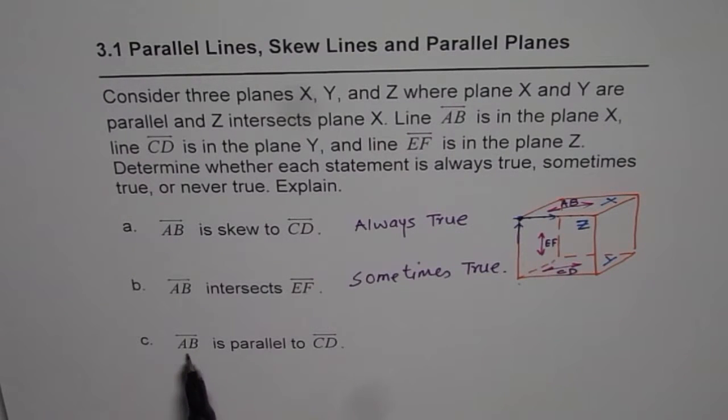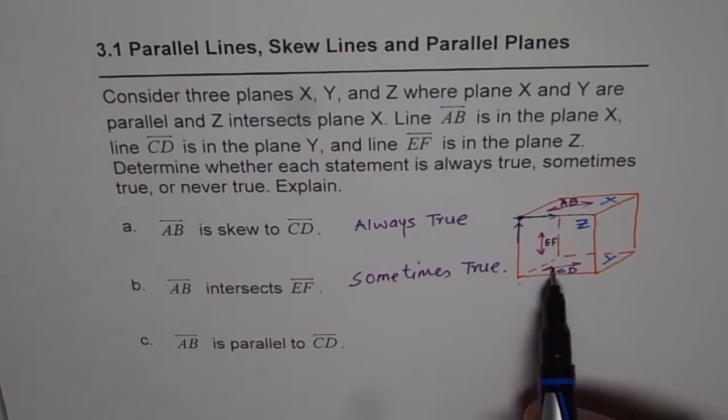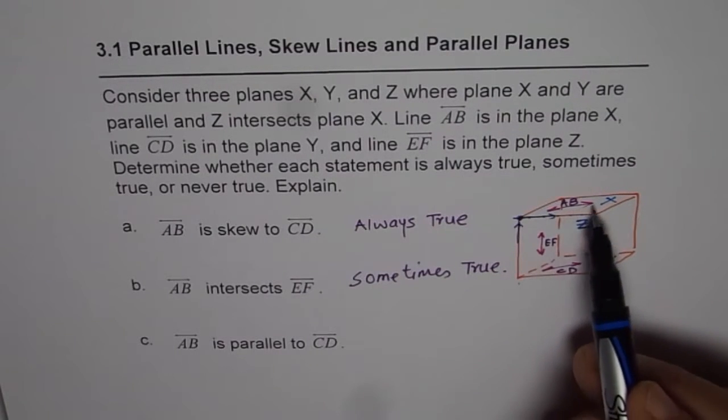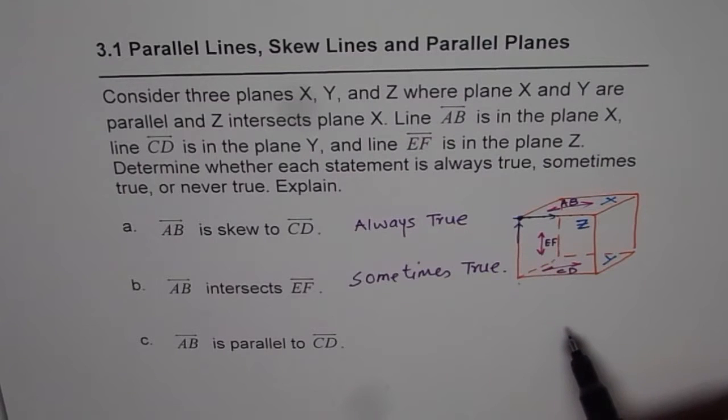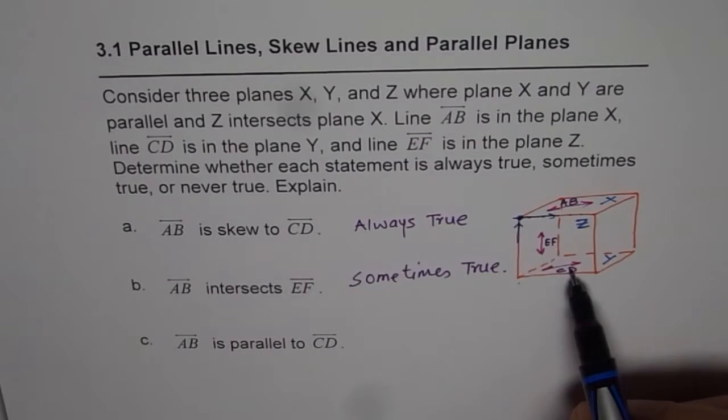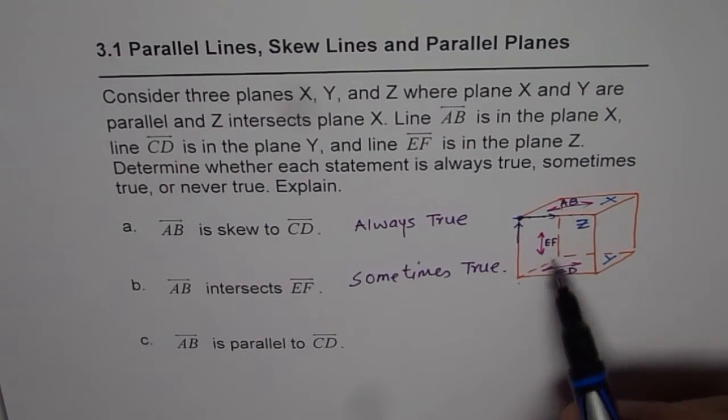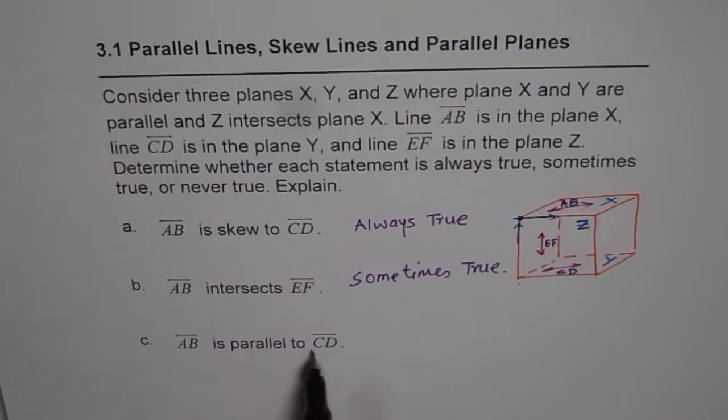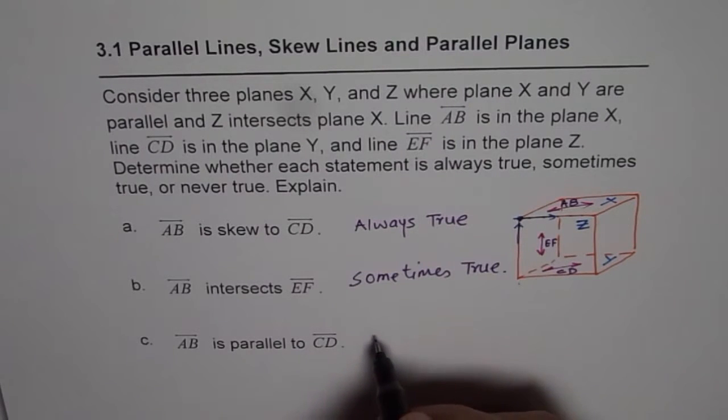C is AB is parallel to CD. Now for parallel lines, they should be in the same plane. They are coplanar, right? These planes are different planes, and therefore AB and CD can never be parallel. They are skew lines, right? So it is never true.